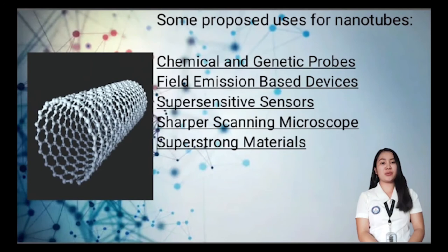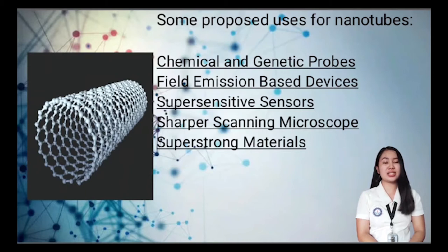Here are some of the proposed uses for carbon nanotubes. First is in chemical and genetic probes. A nanotube-tipped atomic force microscope can trace a strand of DNA and identify chemical markers that reveal which of several possible variants of a gene is present in the strand. This is very applicable in today's situation. Why? Kasi makakatulong ito to detect and study more about the different variants of COVID-19.